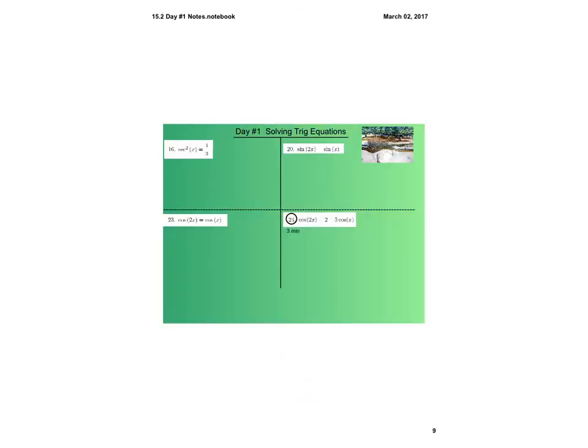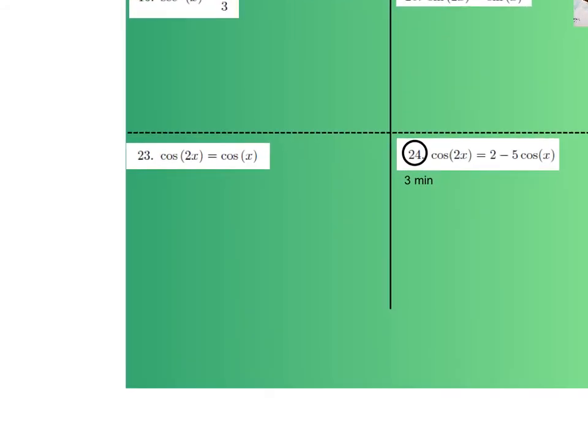I like 24, but I'm going to work on 23 so that you can get ready for 24. I've got cosine on both sides, and you can't divide a 2x and an x. So I'm going to use a Pythagorean identity. I'm going to switch out cosine 2x for 2 cosine squared x minus 1, if you remember that, equals cosine x.